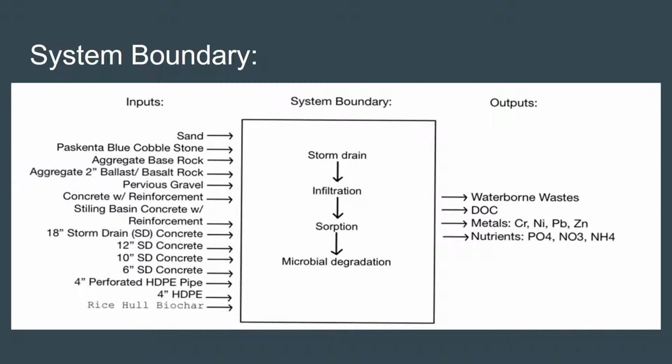Our inputs include all of the construction material, such as sand, aggregate base rock, concrete, and HDPE pipe. The rice hull biochar will only be added to our proposed system as it does not exist in the existing system. Our system boundary includes the process that the water will take from the storm drain through the bioswale, eventually ending up in the waterway.